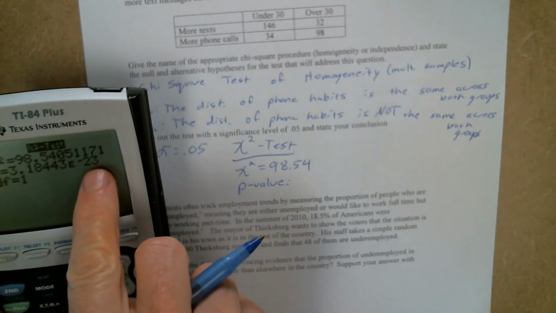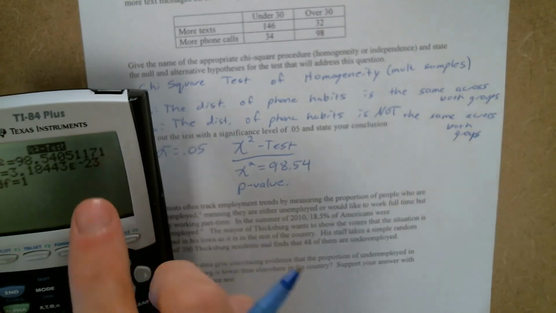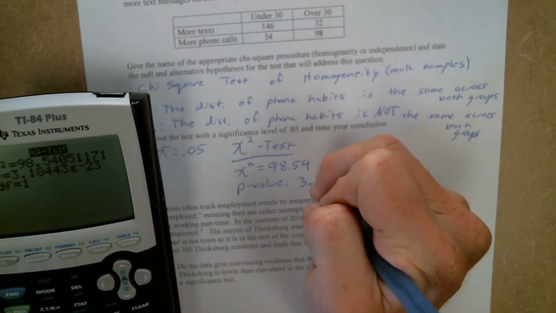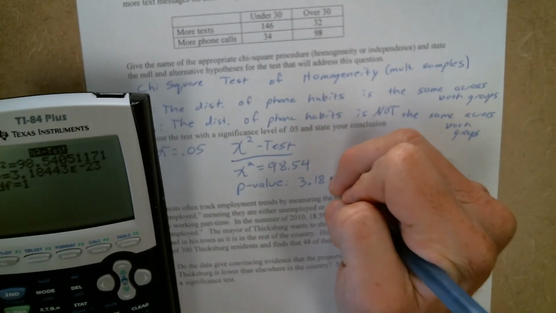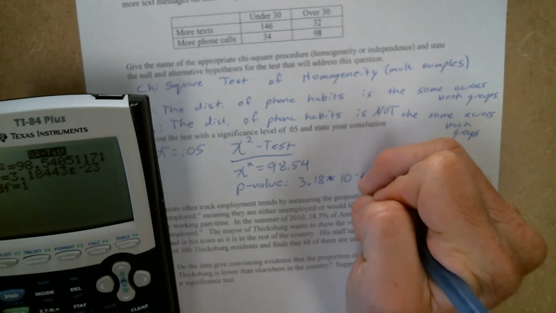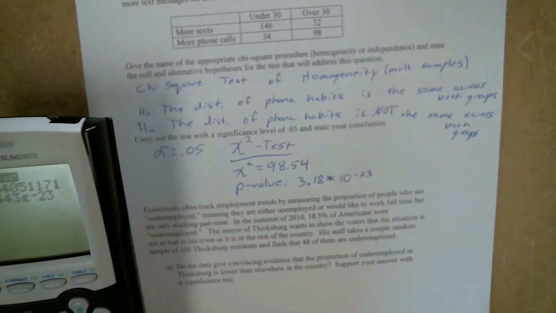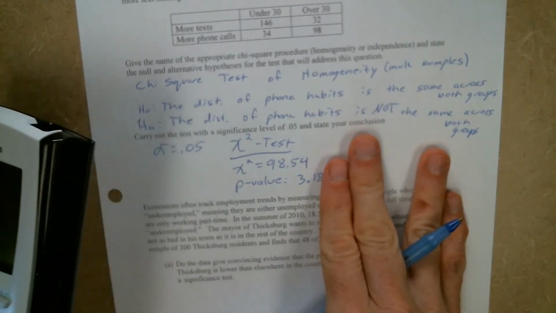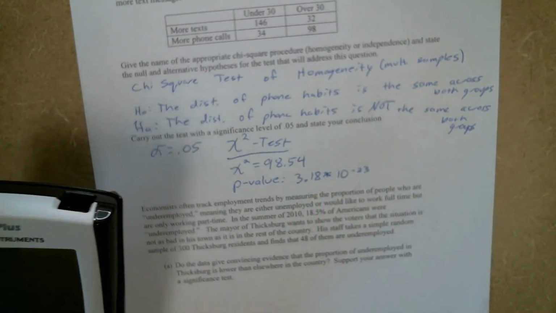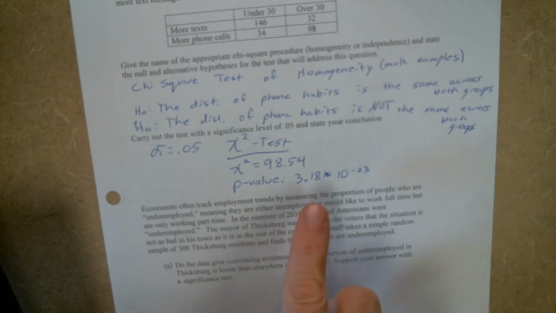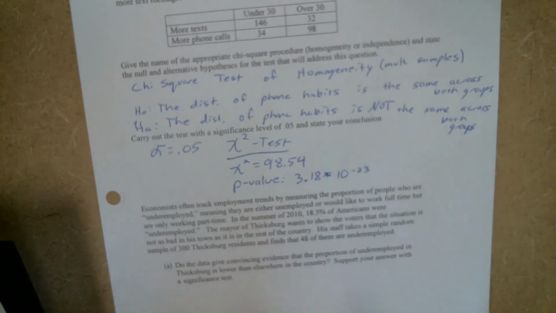That's an e to the negative 23, so that's scientific notation. I'm not going to write out all of those zeros. I'm just going to write it as 3.18 times 10 to the negative 23. But remember, your p-value is a percentage, so it would never just be 3.18. That's 318%. It's always going to be between 0 and 1, and in this case, it's really close to 0 because that's a super, super tiny number.